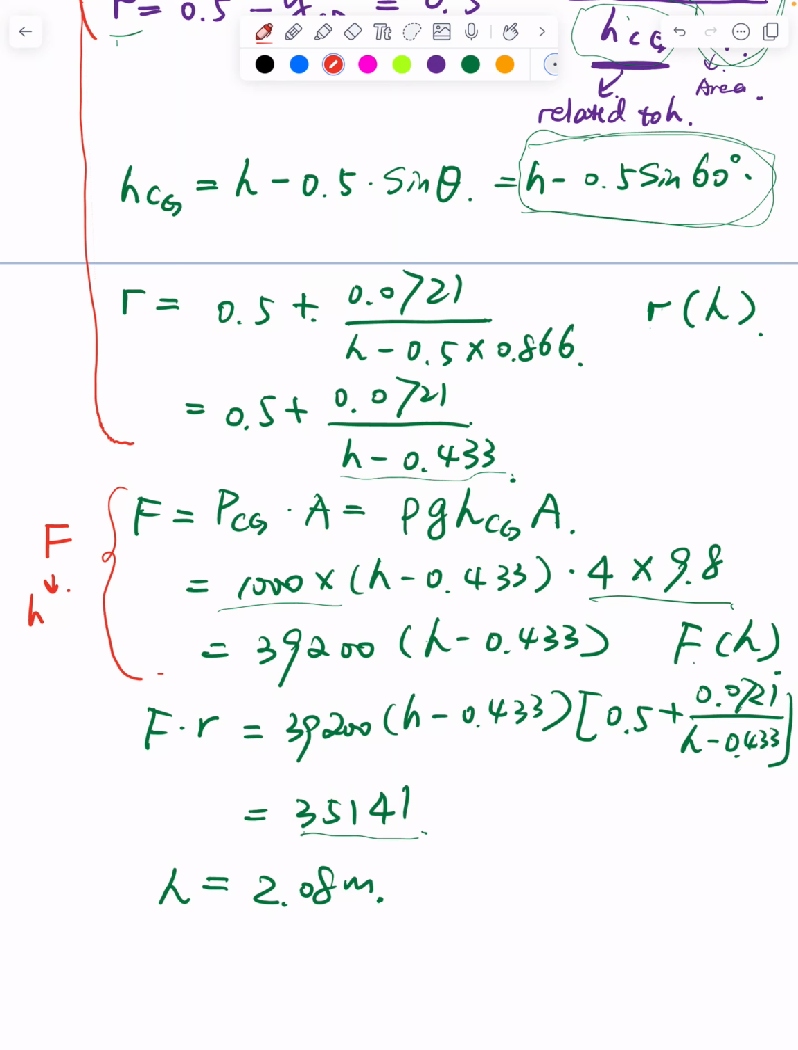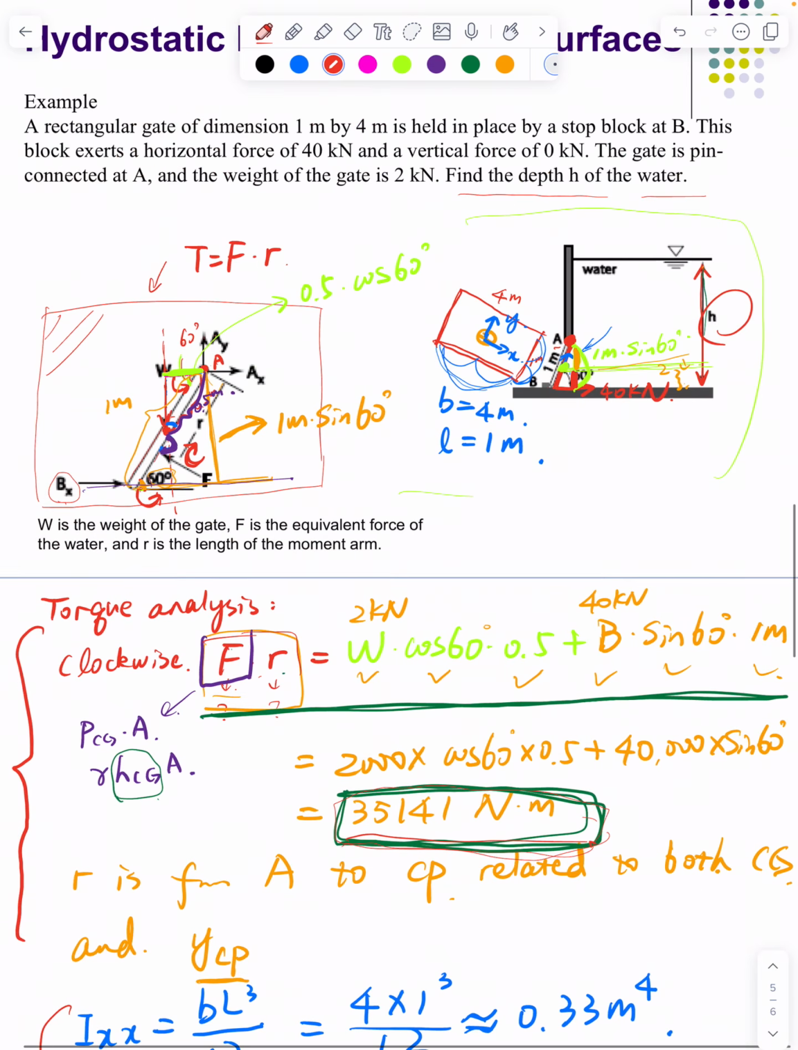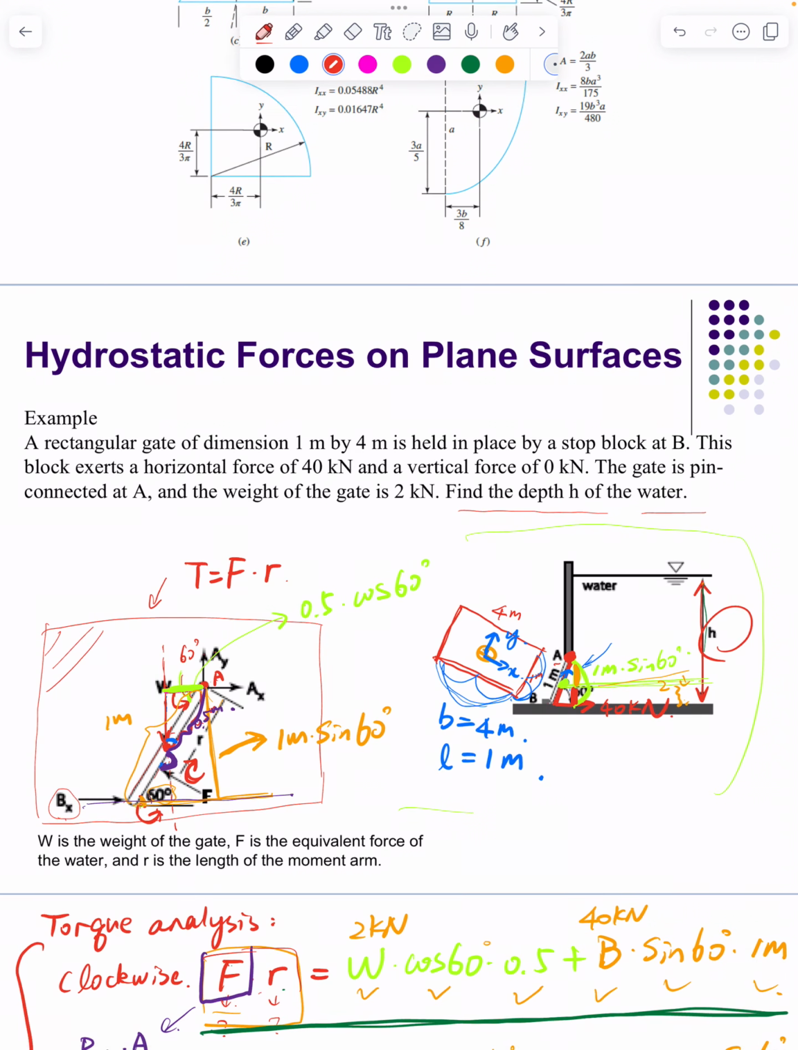So F is related to HCG again, and HCG is part of H. So you find F is only a function of H. And then at the final stage, you plug everything back into the original equation, and you find an equation with only H as a variable, H here and H here. Then you can solve your H equals 2.08 meters.